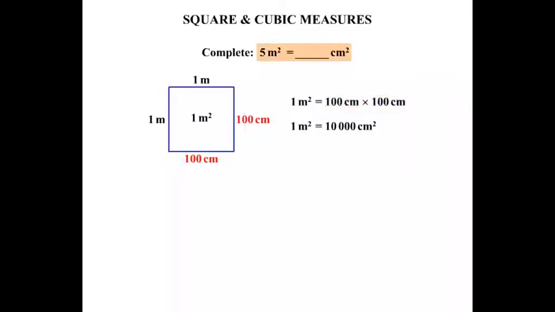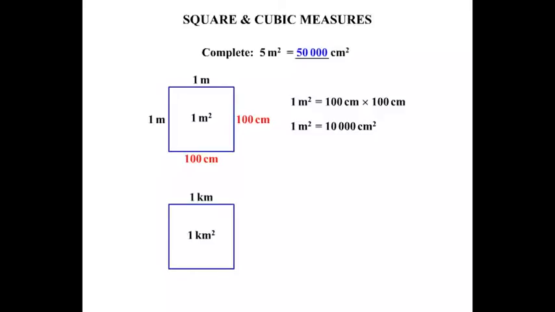So back to that question, 5 square meters, well, every square meter is 10,000 square centimeters, so we'll end up getting 50,000 square centimeters. So you can see it's a lot different from what a lot of people would have written as being 500. A similar idea occurs when we have 1 kilometer squared.